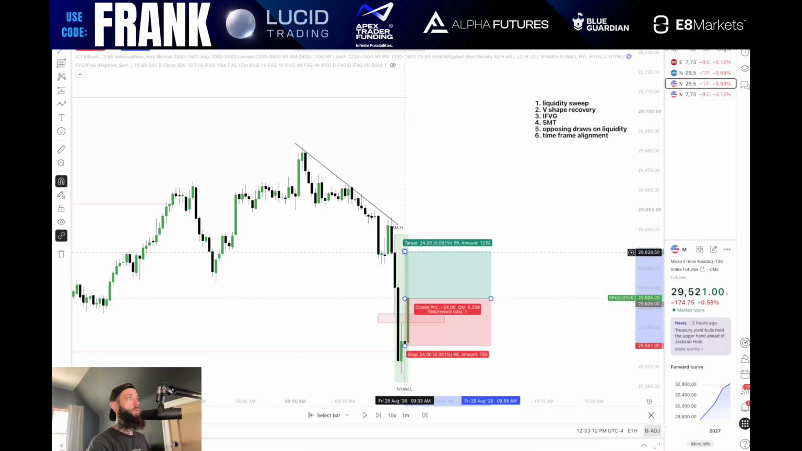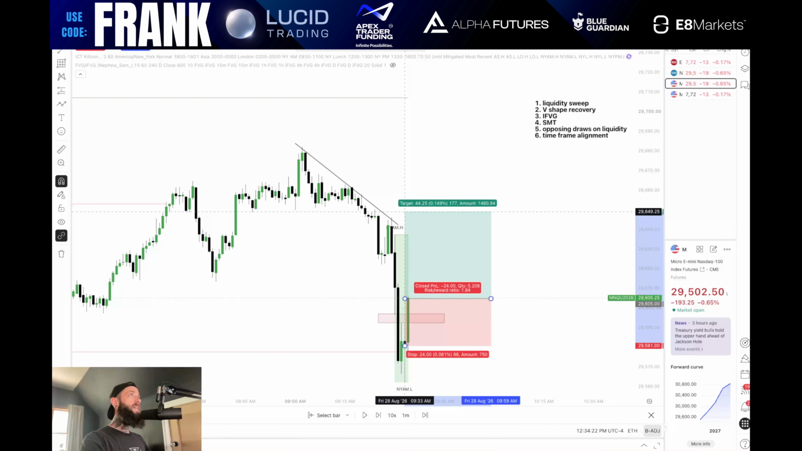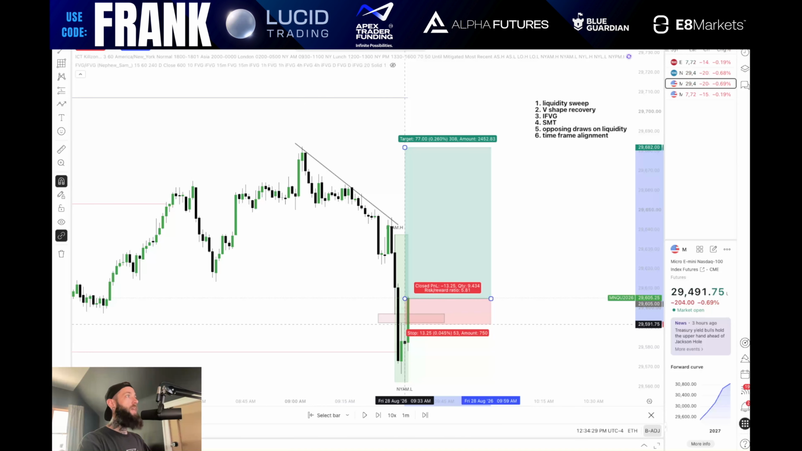Now here's a really important point of where I decide to take profits, right? Because we are ultimately targeting this Asia high. That is our most significant high. It's the high of our range. It's the strongest draw on liquidity. But we also have a pretty significant high right here. So what I like to do is set my first take profit at a swing high like this and then drag my stop loss to break even.